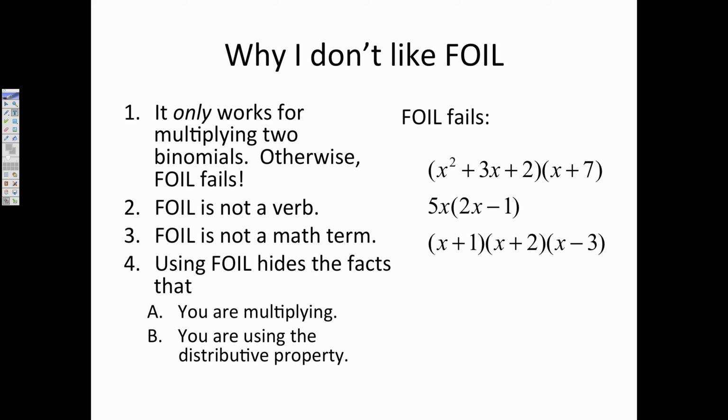And for the third one, there is no way to directly multiply all three of those. What you have to do is multiply the first two together to get x squared plus 3x plus 2, and then multiply that result by the third one. And there again, you can't use FOIL for that, since one of the multiplicands is going to be a trinomial.